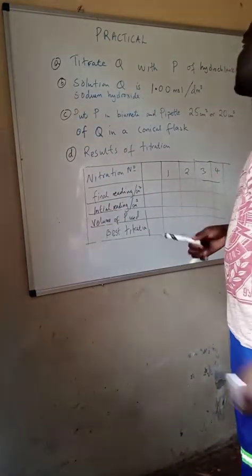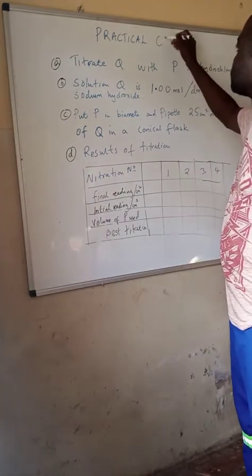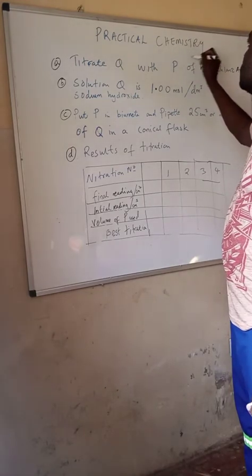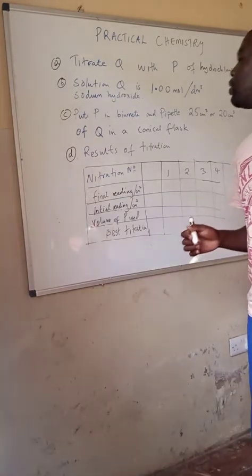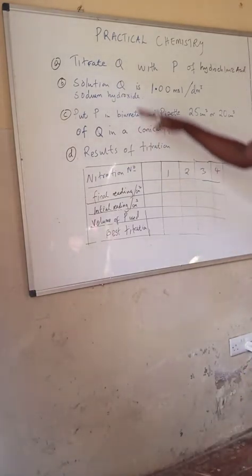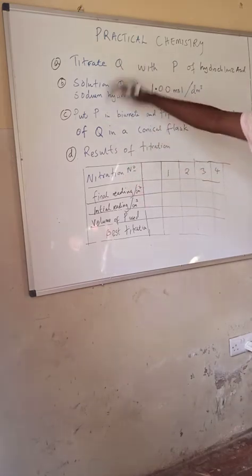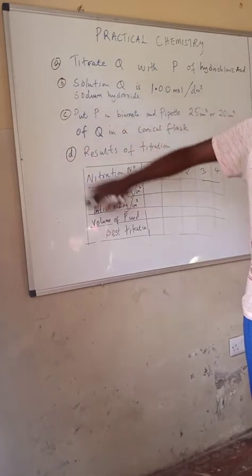So, this is a practical question in chemistry. It's titration in nature. So, these are the steps. This is step 1, step 2, step 3, and so on. These are different steps. Step A, step B, C, or D. They can write either 1, 2, and so on.